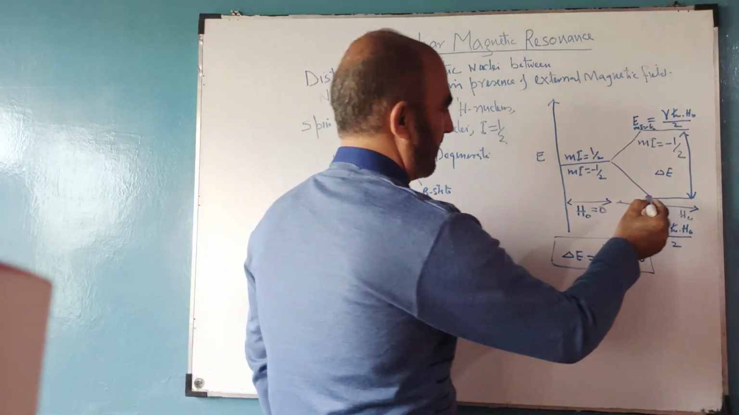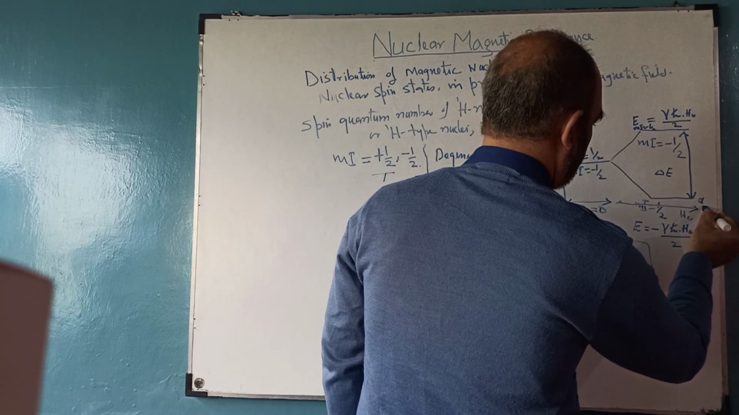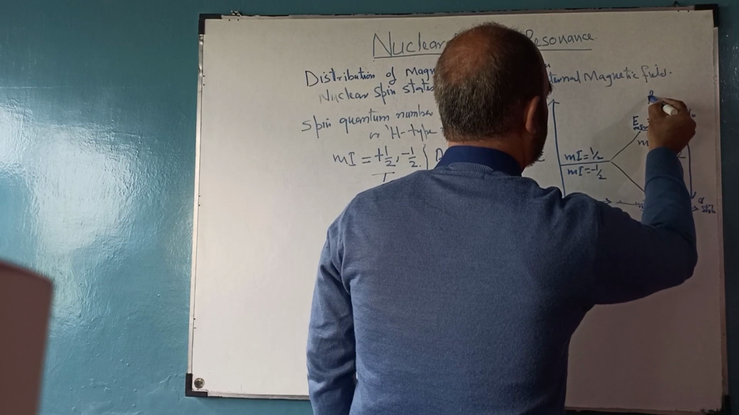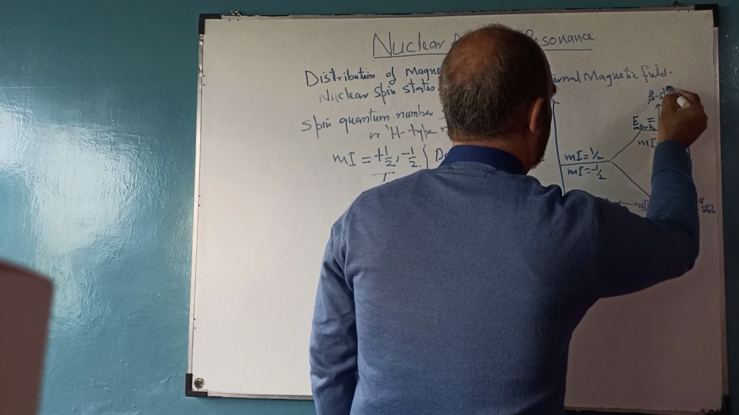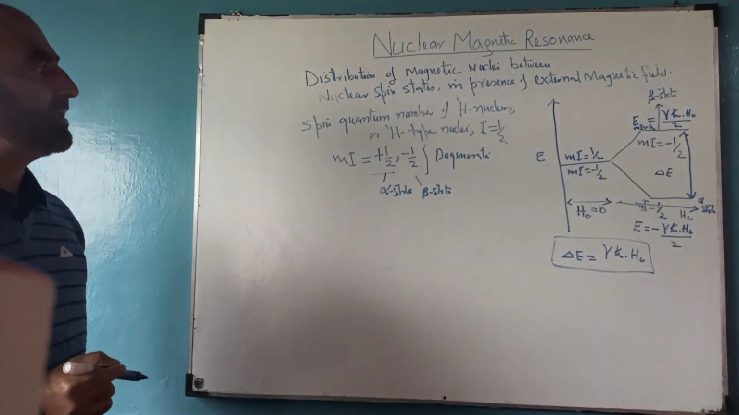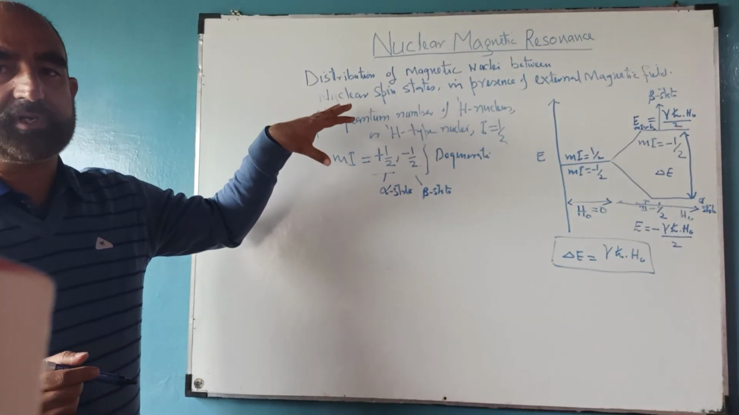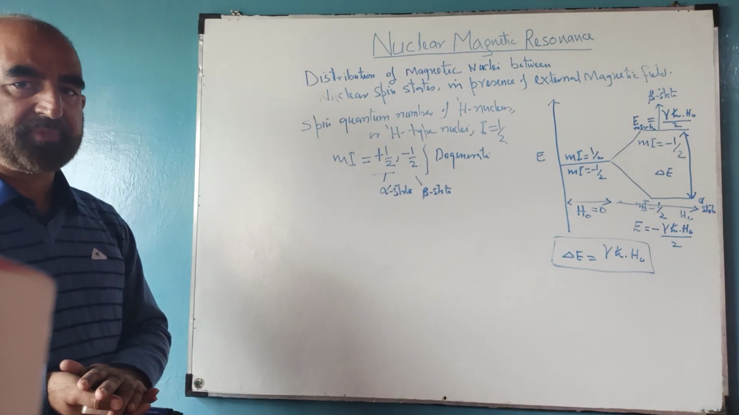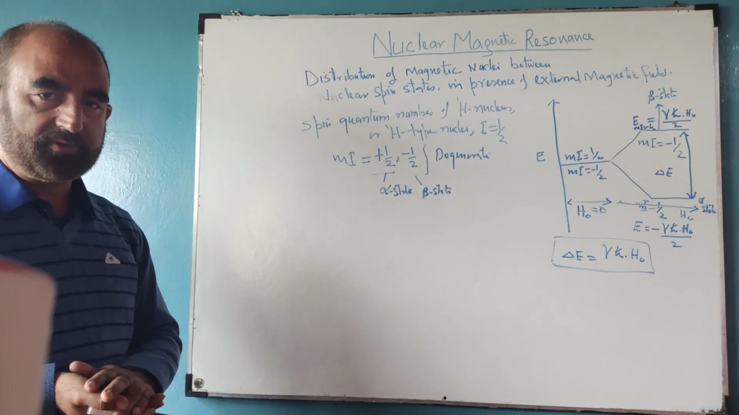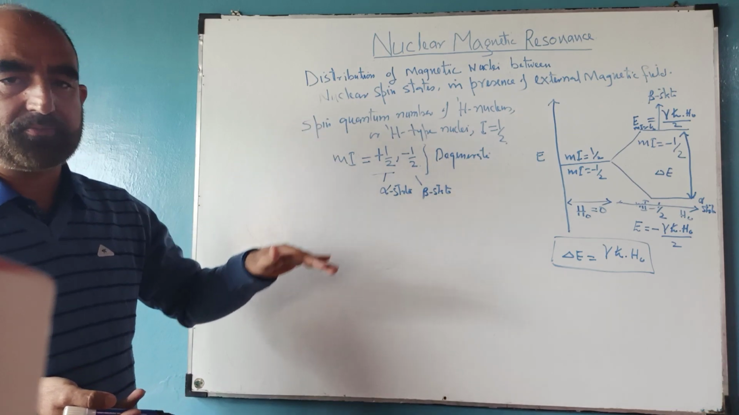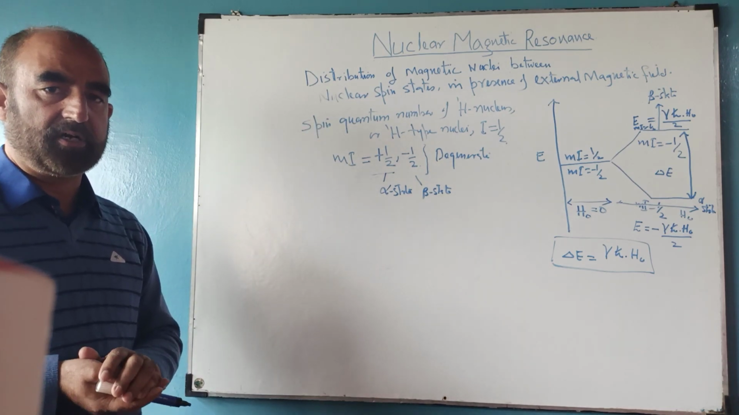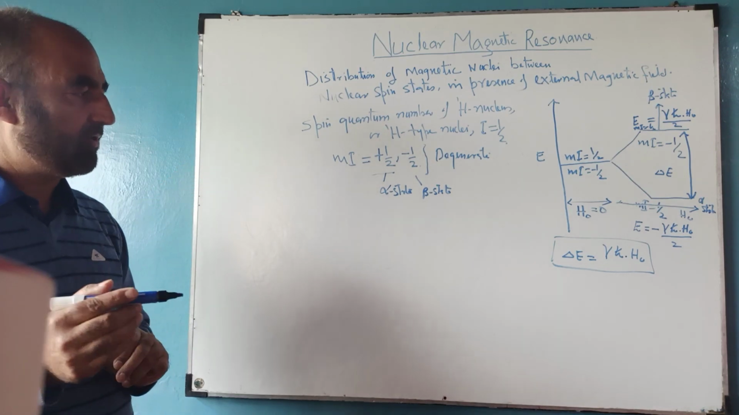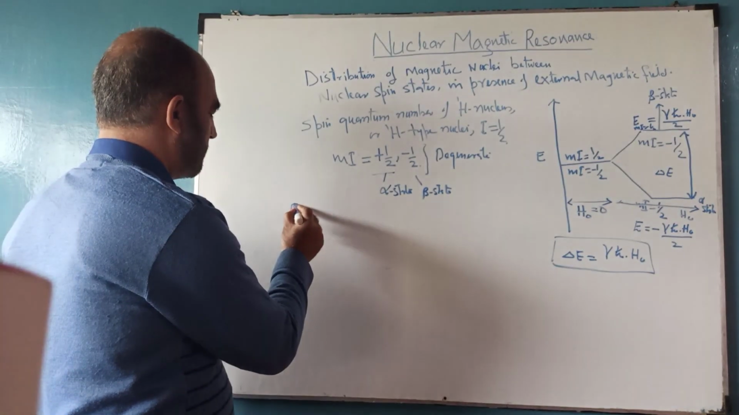So this one is the ground state, this is the alpha state, and this one is the beta state. Now today's talk is precisely about the distribution of magnetic nuclei between these two states, between alpha state and beta state, and how we can get the relative distribution of the magnetic nuclei belonging to different quantum states. For that we invoke Boltzmann distribution law.